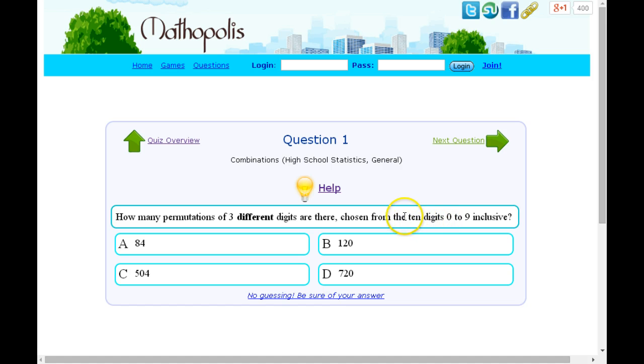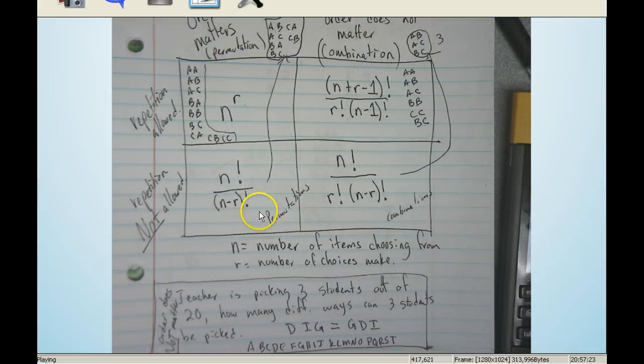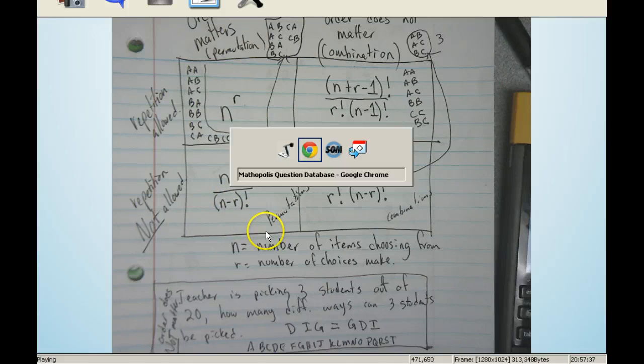In this case, we define n as the number of digits we get to pick from, which is 10, and r is 3, since we're going to pick 3 of them. So the formula we use, repetition not allowed, for this permutation: n is 10, so we put 10 factorial here, and then in parentheses, r was 3, so 10 minus 3 factorial underneath.